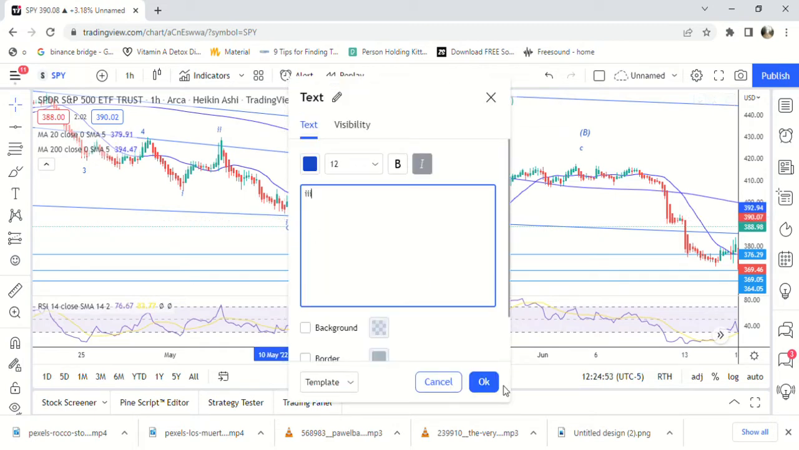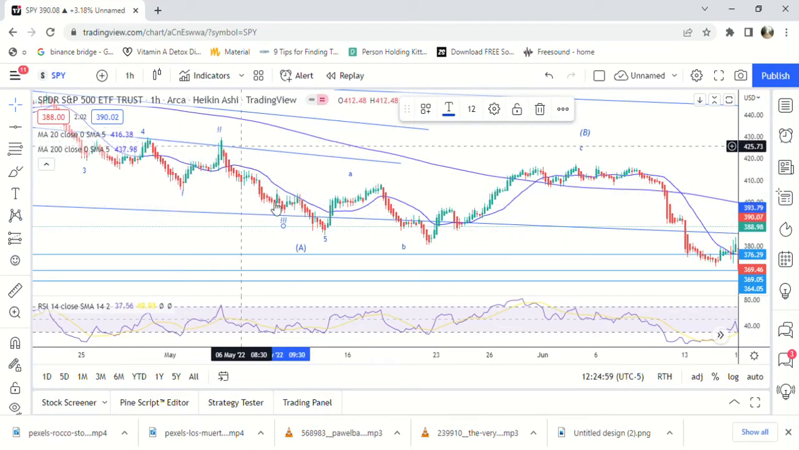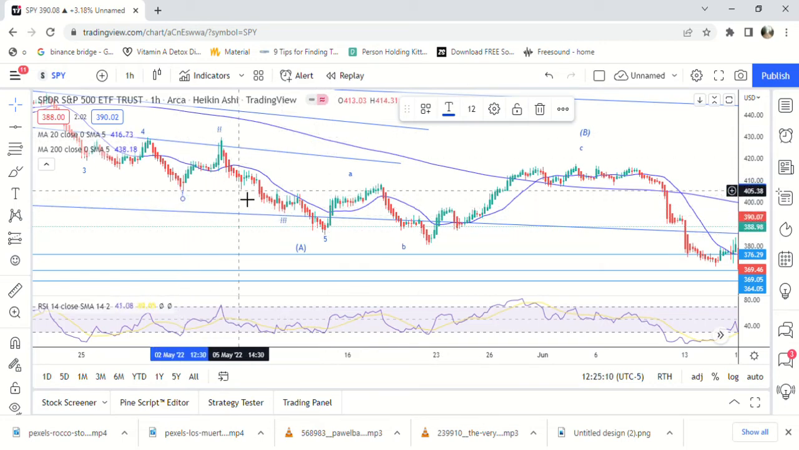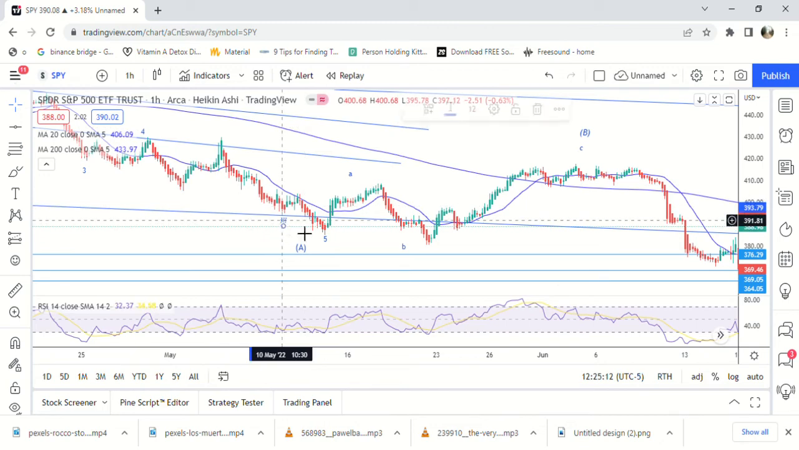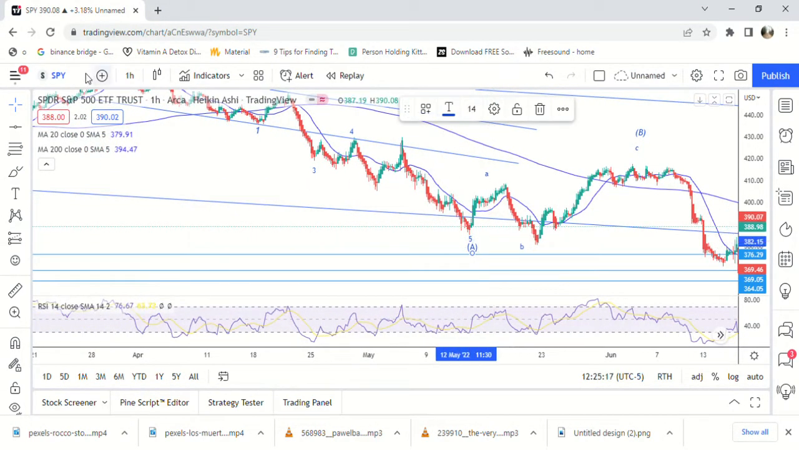So we have 3 right here, 4, and then 5 down here. So 1, 2, 3, 4, 5. 1, 2, 3, 4, 5, 4, and then 1, 2, 3, 4, 5 for the fifth wave. So I'm going to erase these again. And so that would be A right there.